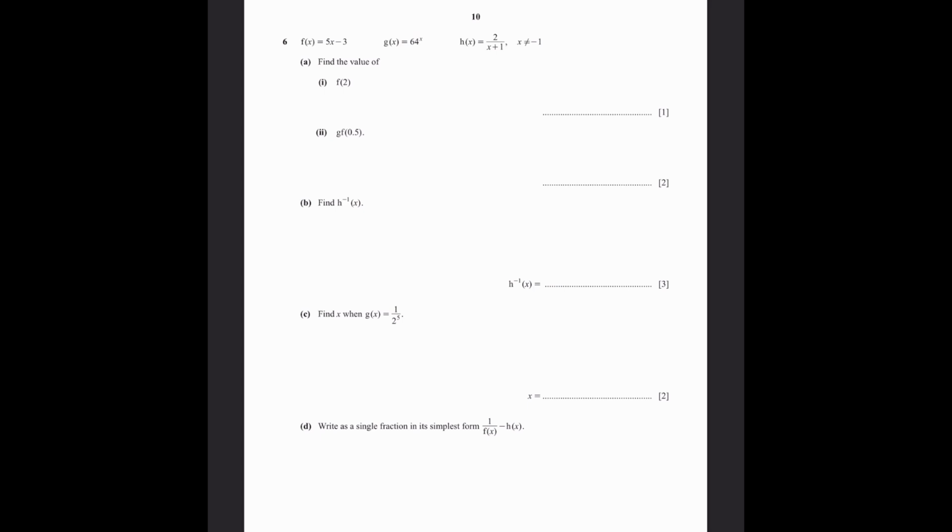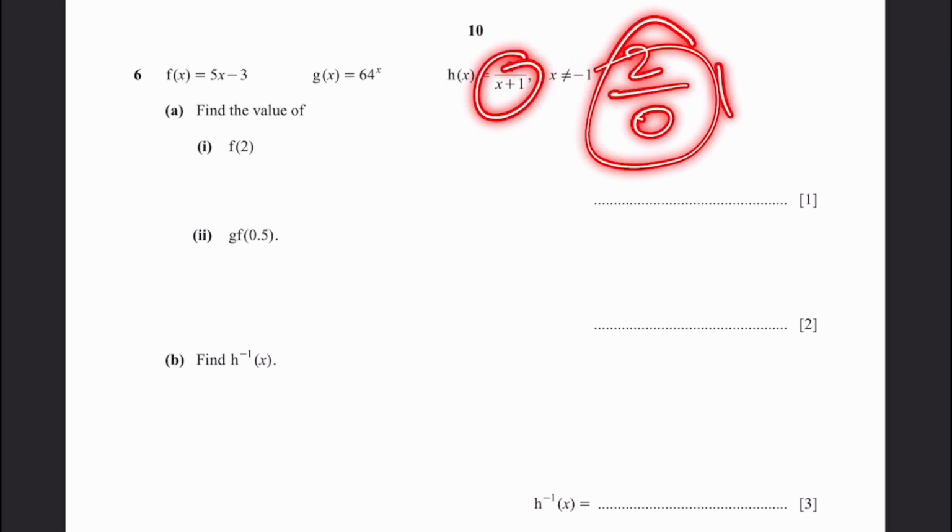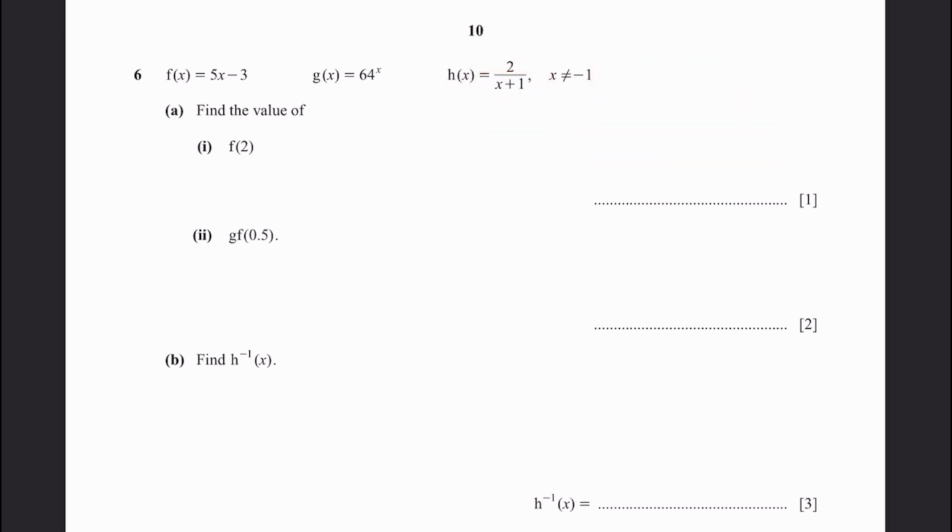f of x equals 5x minus 3. g of x equals 64 to the power x. h of x equals 2 by x plus 1, where x is not equal to negative 1. Why can it not be negative 1? Because when we substitute x equals negative 1, this will be 2 by 0, which does not exist. We know we cannot divide anything by 0. So they have given x is not equal to negative 1.